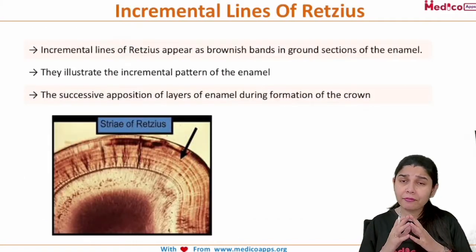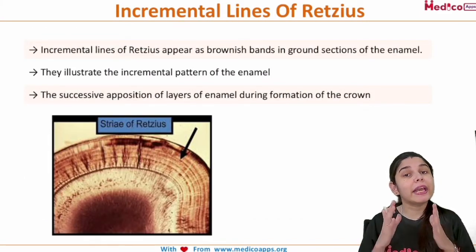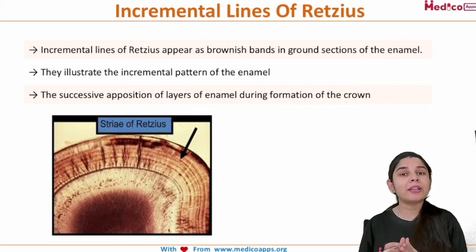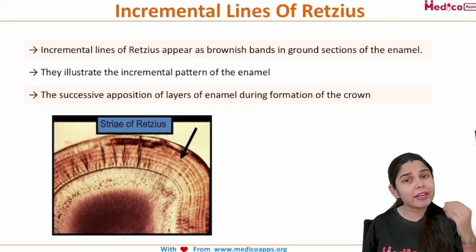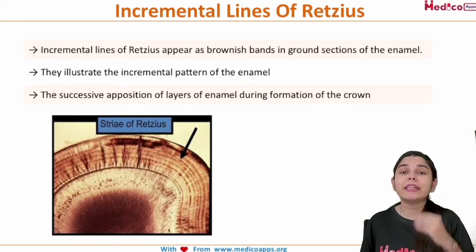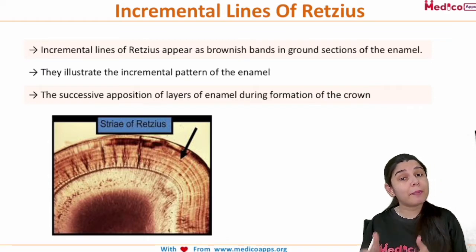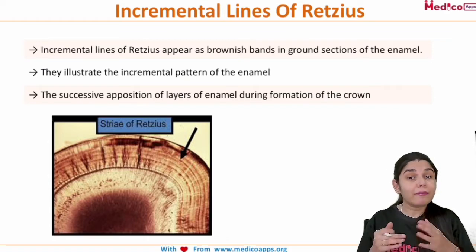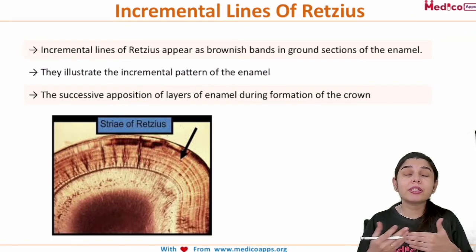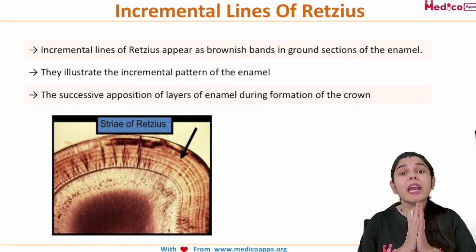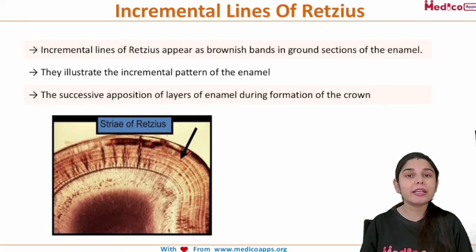Firstly, we will discuss the incremental lines of Retzius. To put it in a very short form, these are basically present in the enamel. How do they appear? What is the significance? Why are we discussing this? What is the importance? We will discuss it briefly and you will understand what exactly the incremental lines of Retzius are.